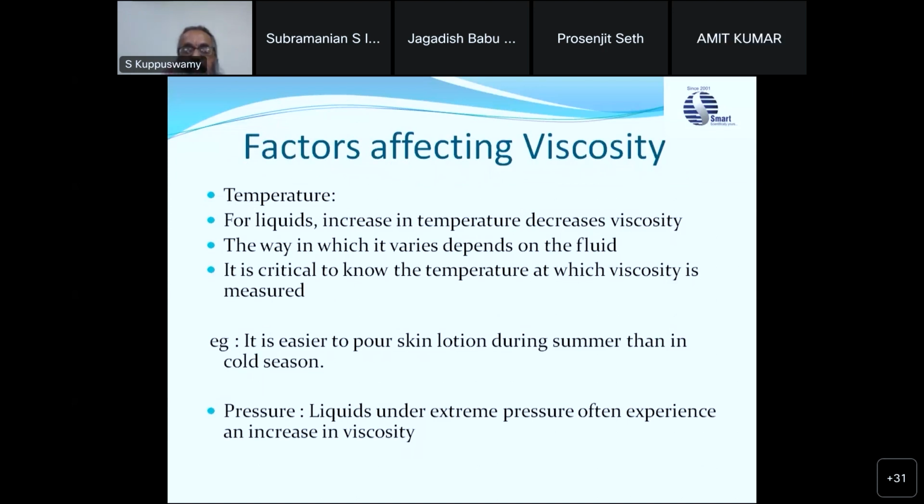Factors affecting viscosity. Temperature: for liquids, an increase in temperature decreases viscosity. The way in which it depends on temperature varies with the fluid. It is critical to know the temperature at which the viscosity is measured. For a small example, it is easier to pour skin lotion during summer than in the cold season. Pressure is also a factor which affects viscosity. Liquids under extreme pressure often experience an increase in viscosity.